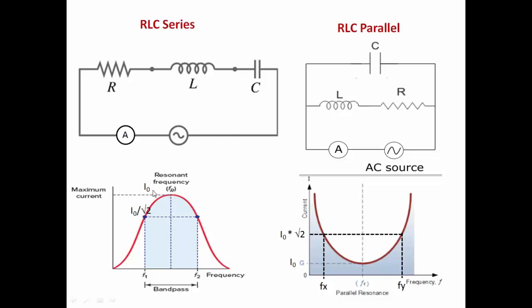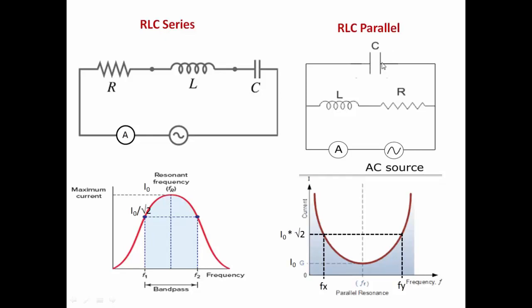It is called I0. I0 divided by root 2 gives you two points. Cut here and draw perpendicular lines to find the bandwidth, that is Fx and Fy, or F1 and F2. The difference between F2 and F1 is called the bandwidth, and the frequency corresponding to the maximum current is known as the resonating frequency of the RLC circuit.